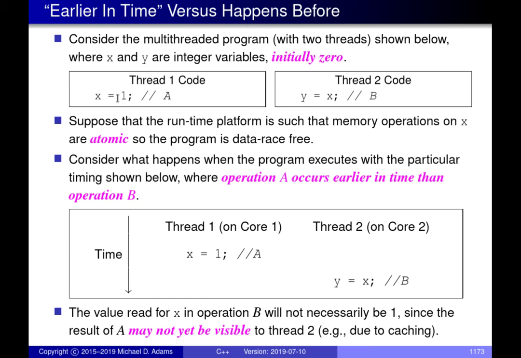The first thread does a write to the variable x, assigning it the value 1. And thread 2 just consists of a single line. What it's doing is reading the value of x and assigning it to y. I'm going to refer to this operation as operation A and this operation as operation B.